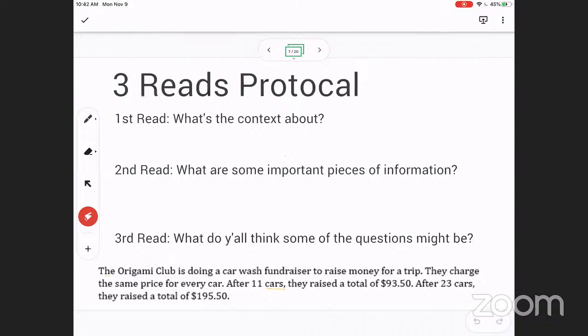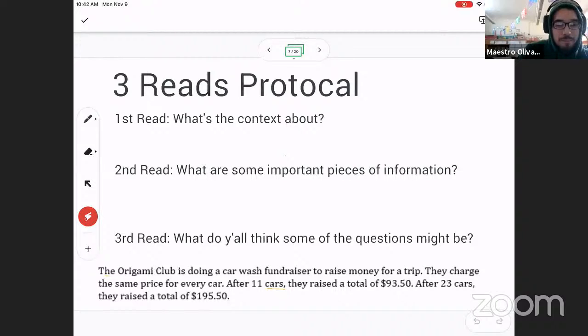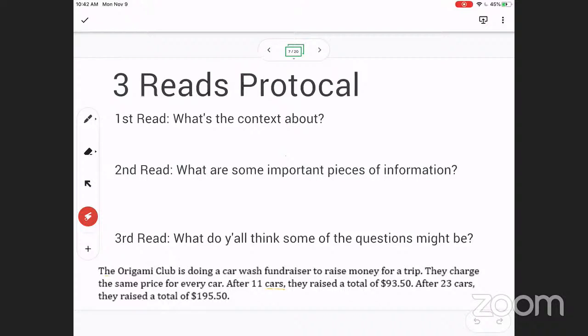Where it says the origami. The origami, yeah. The origami club is doing a car wash fundraiser to raise money for a trip. They charge the same price for every car. After 11 cars, they raised a total of $93.50. After 23 cars, they raised a total of $195.50. Thank you so much, Cristiano.